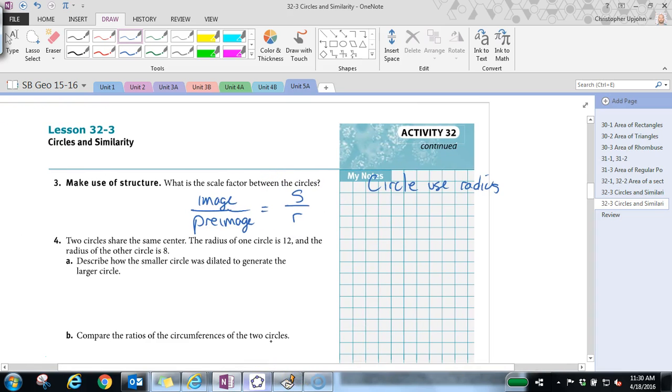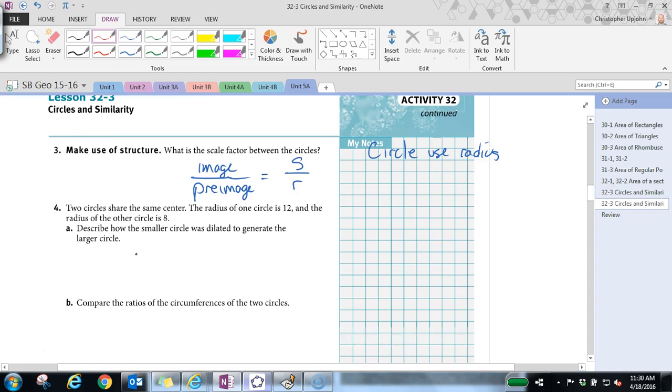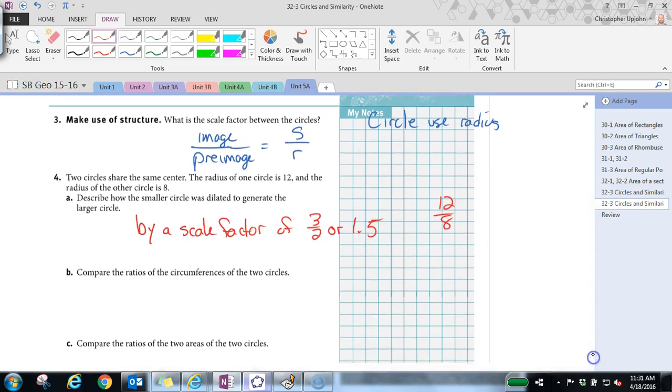Two circles have to share the same center. The radius of one circle is 12, and the radius of the other circle is 8. Describe how the smaller circle is dilated to generate the large circle. By a scale factor of 12 over 8, which is 3 over 2, or 1.5. You can put it as a decimal or a fraction. Doesn't matter. If we see the fraction, we'll see other relationships.